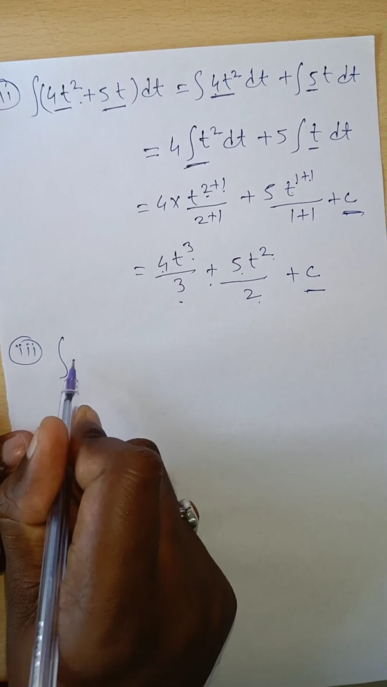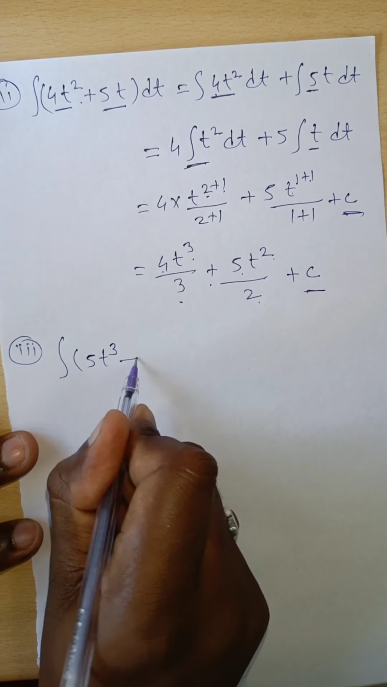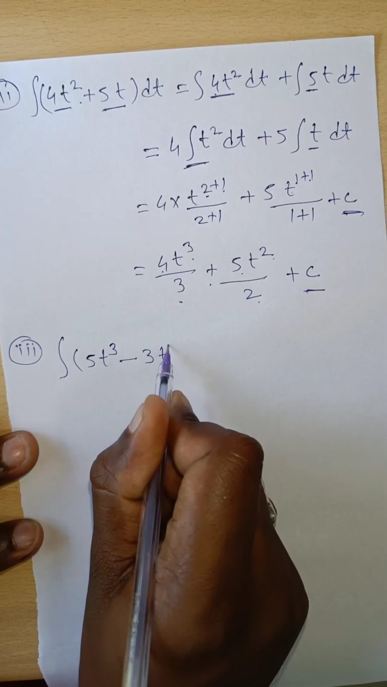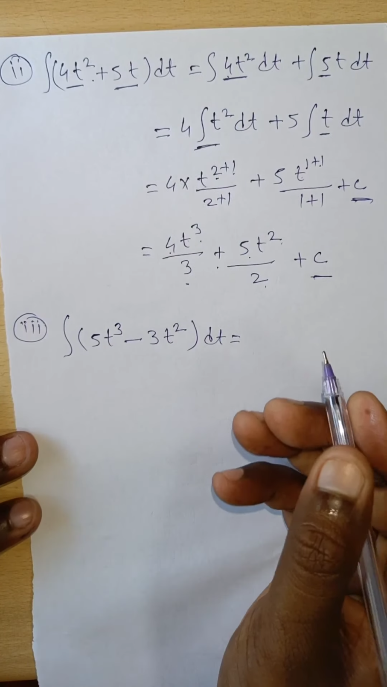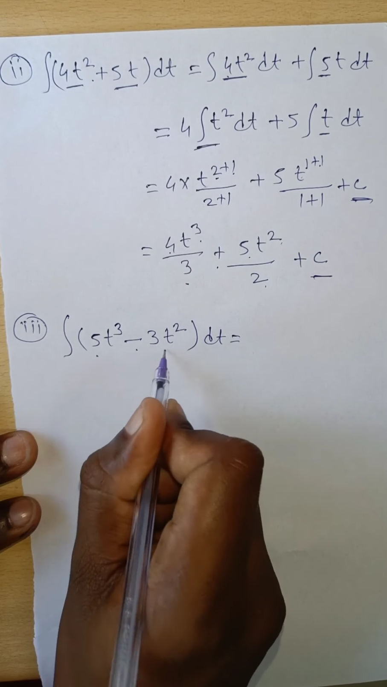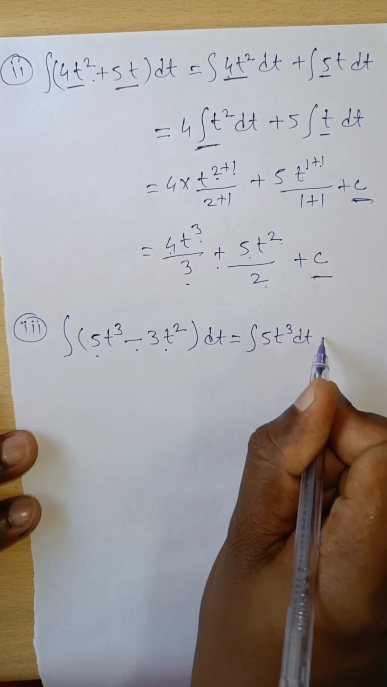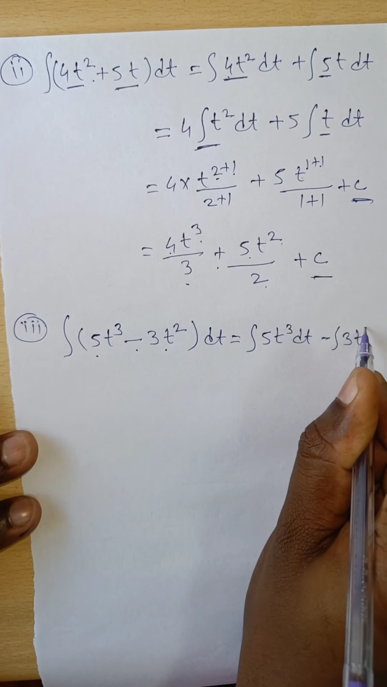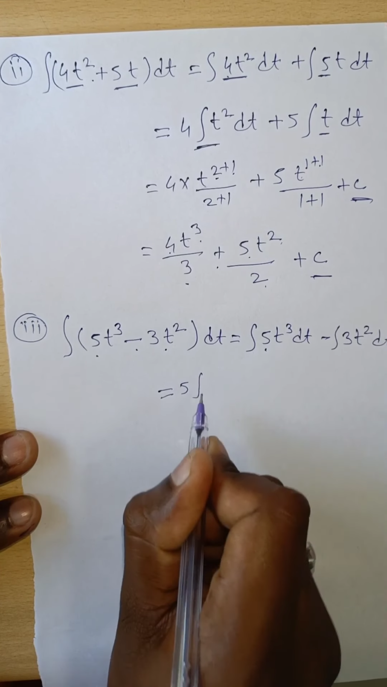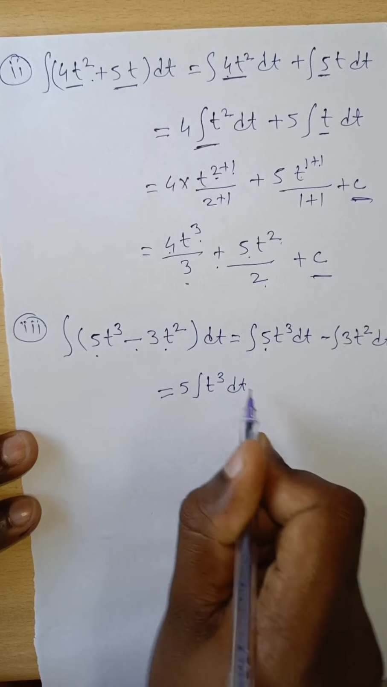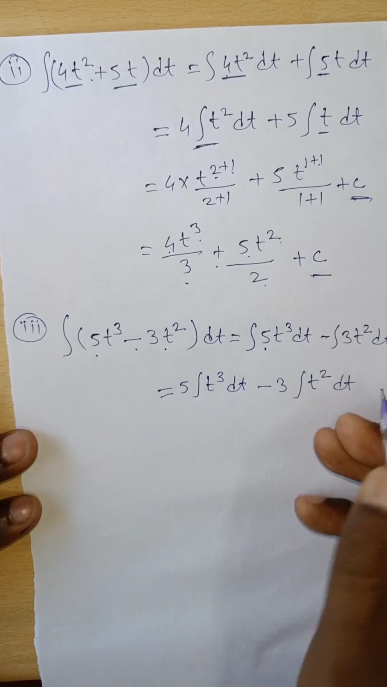Now suppose integration of 5t cube minus 3t square into dt. Then this is equal to integration of the first function minus integration of the second function, that is integration of 5t cube into dt minus integration of 3t square into dt. Then 5 is a constant, taking 5 outside, 5 into integration of t cube into dt, minus 3 is a constant, taking it outside, into integration of t square into dt.